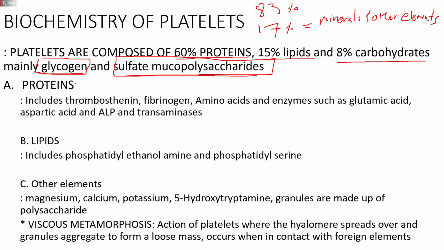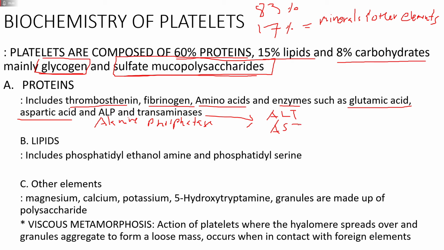Now your proteins would include thrombostinin, fibrinogen, amino acid, and enzymes such as your glutamic acid, aspartic acid, alanine phosphatase, and your transaminase. So when you say transaminases class, this would refer to your ALT and your AST. Then you also have your lipids, which includes phosphatidyl ethanolamine and phosphatidyl serine. Now other elements would include magnesium, calcium, potassium, 5-hydroxytryptamine. Then their granules are made up of polysaccharides. So if you're going to be asked in your quiz or exam, what is the composition of your platelet granules? It would be polysaccharide.